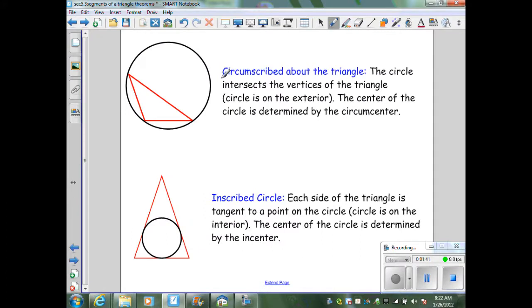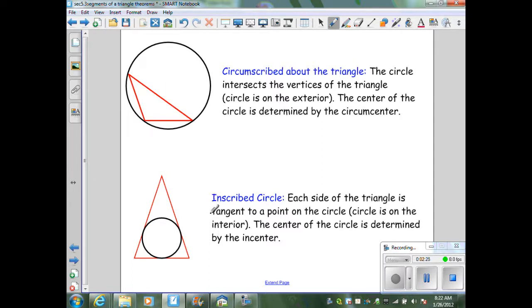The last two definitions of the section. On the top, we have circumscribed about the triangle. That's when the circle intersects the vertices of the triangle. In other words, the circle is on the exterior. The center of the circle is determined by the circumcenter. Therefore, if I found the perpendicular bisectors of this triangle, the circumcenter, which is the point of concurrency for the perpendicular bisectors, would determine the center of the circle.